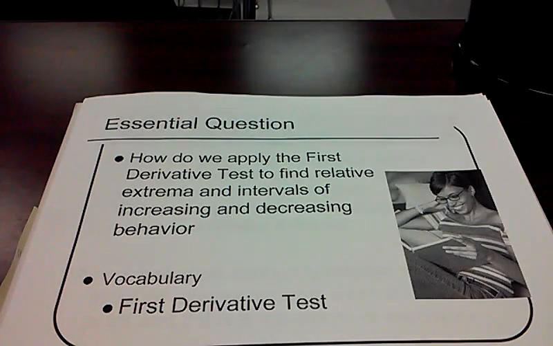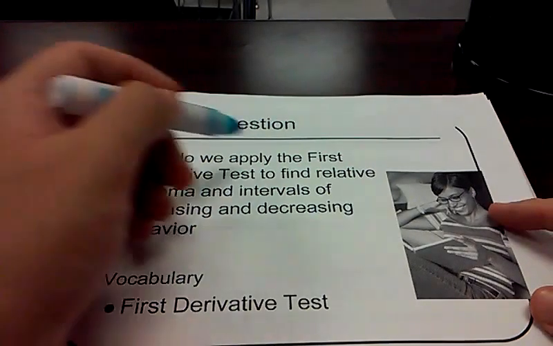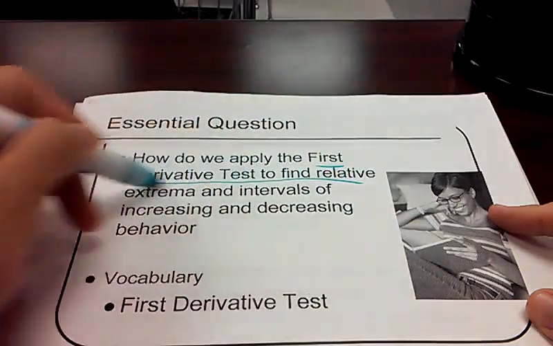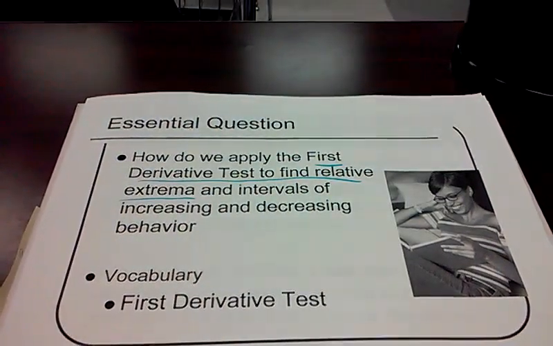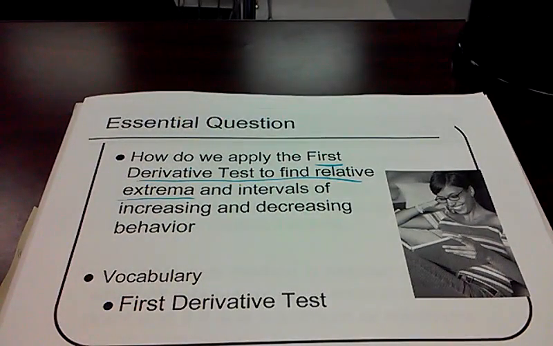All right, guys, your essential question is how do we apply the first derivative test to find relative extrema and intervals of increasing and decreasing behavior? Well, for this part of the lesson, we're going to focus on the first essential question, first derivative test to find relative extrema. So your vocabulary word, first derivative test, we're actually going to use for this lesson.